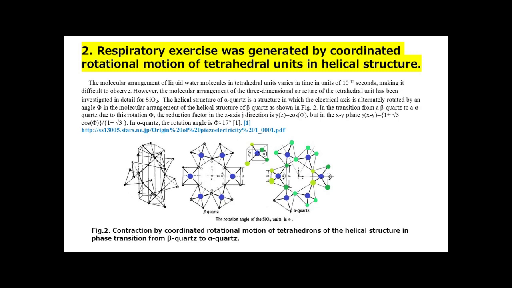The helical structure of alpha quartz is a structure in which the electrical axis is alternately rotated by an angle phi in the molecular arrangement of the helical structure of beta quartz, as shown in Fig. 2. In the transition from beta quartz to alpha quartz due to this rotation phi, the reduction factor in the z-axis direction is gamma z equals cosine phi, but in the xy plane gamma xy equals (1 plus square root of 3 times cosine phi) divided by (1 plus square root of 3). In alpha quartz, the rotation angle is about 17 degrees.